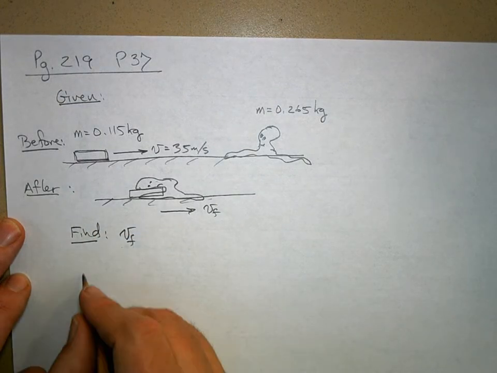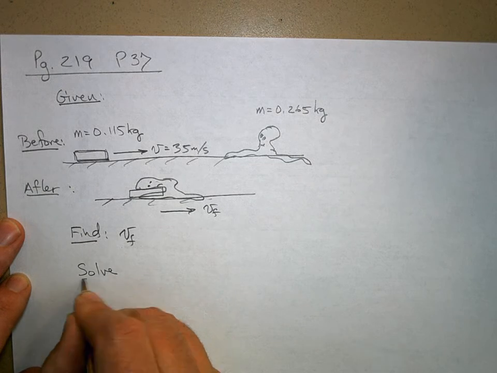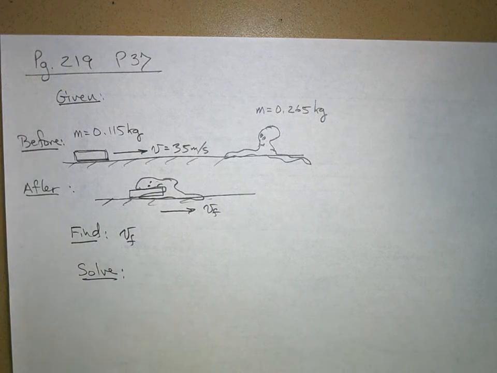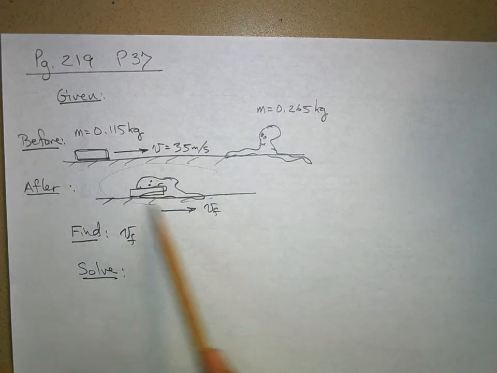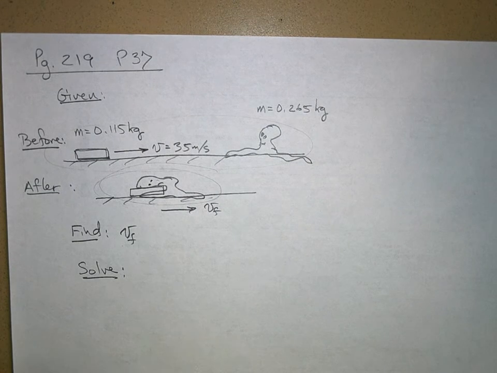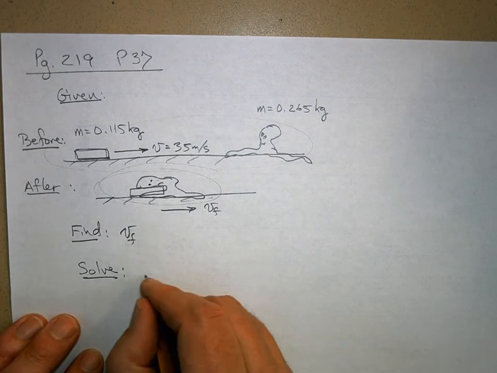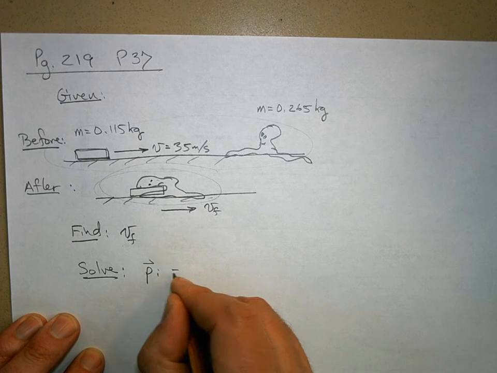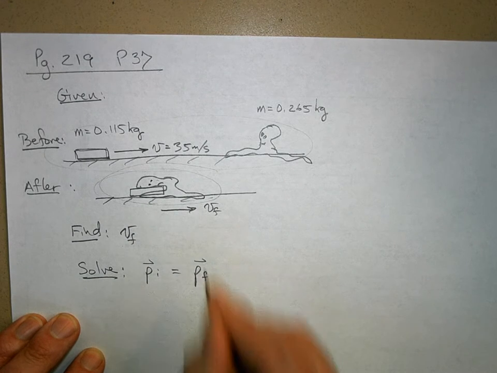So let's solve it. Now the principle here is that this is a collision between two objects, and during a collision, if there are no net outside forces acting on your system, and we'll make these two guys our system, there is no change in momentum overall, so that the initial momentum of my system equals the final momentum of my system.